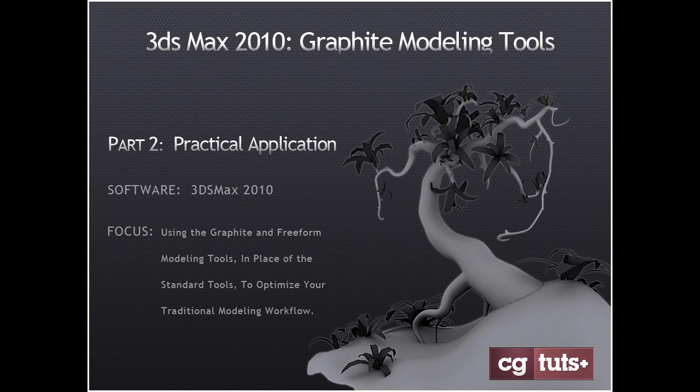This is part 2 of the tutorial, the practical application, and the software that we will be using is of course 3ds Max 2010. Our focus will be on using the Graphite Modeling and freeform modeling tools in place of the standard tools to optimize your traditional modeling workflow, and to demonstrate this, I will be modeling this cool subtropical sort of tree that you see in front of you. So let's get started.